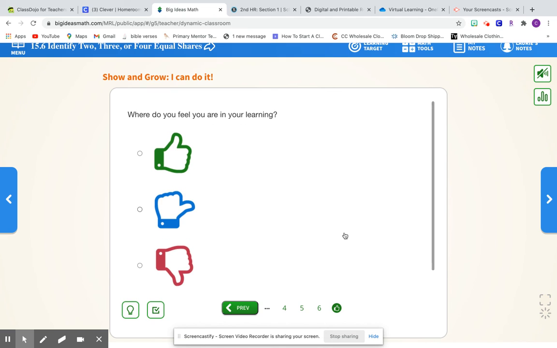All right, now you guys can work on your Big Ideas practice for 15.6 if you haven't finished it. And if you have any questions about partitioning your 2D shapes into halves, thirds, or fourths, you can ask me tomorrow during our conference.